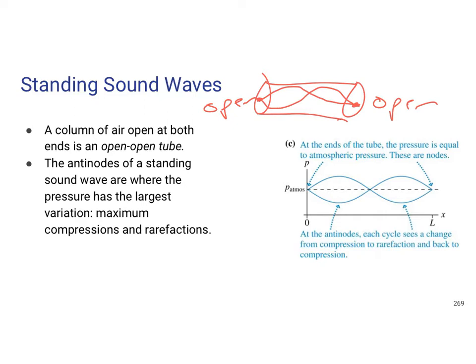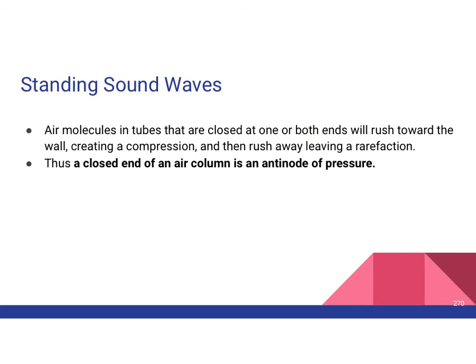But the antinodes are going to be inside the tube where it has the greatest pressure. I could also have a standing wave that's very simple, and that's going to be that one right there. So I have nodes at either side. This is visualizing what's happening in the tube, and then I have antinodes inside the tube. That's where there's going to be maximum compressions and rarefactions occurring. So a standing sound wave is when we have air molecules in tubes that are closed at one end or both ends, and they'll rush out, creating this compression and rarefaction.